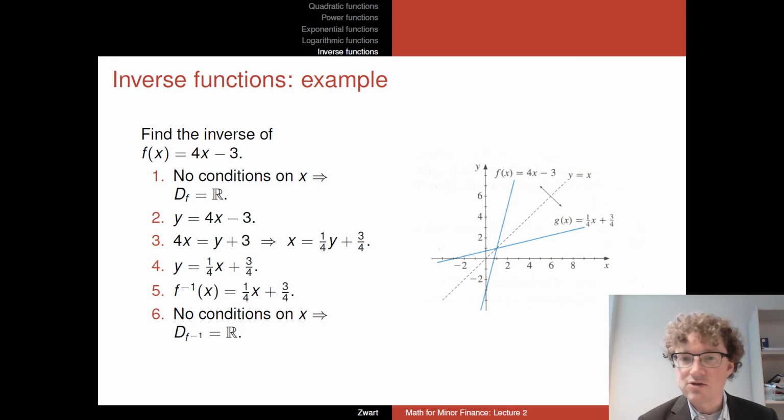But if you look at the graph, you also see something peculiar or special. It's exactly the mirror image of the graph of f if we use as a mirror this dashed diagonal line, and that's actually a general feature. If you look at a function and draw its graph, and then compute the inverse function and draw its graph, it turns out to be exactly the mirror image of the original function, with this diagonal line as a mirror.